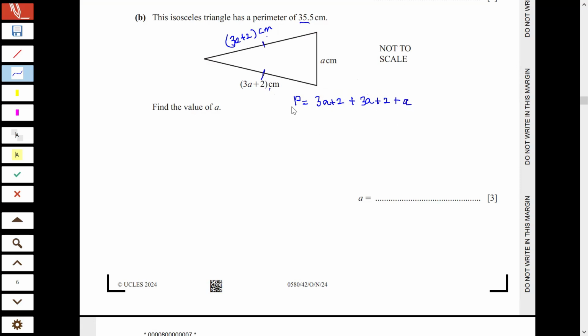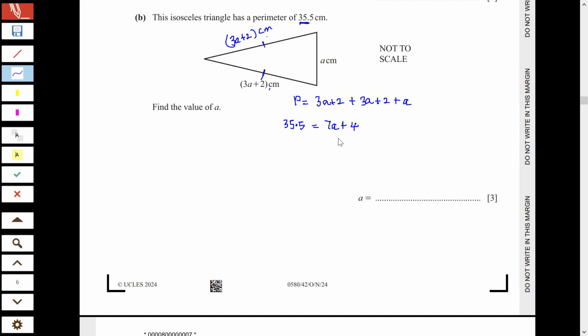Now, the perimeter, of course, is already given as 35.5. So I'm going to replace that here as 35.5 equal to, now let's add up the lengths. 3a plus 3a gives us 6a. 6a plus a is 7a. So we have 7a. Then 2 plus 2, and that's 4.